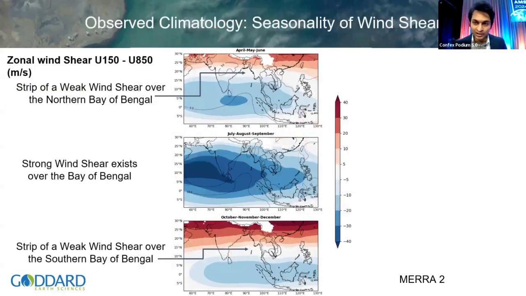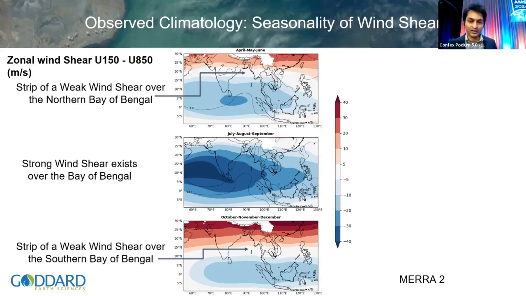If you look at the seasonality of the wind shear, which is calculated based on U150 minus U850, a lot of papers actually calculate it based on 200 hectopascal instead of 150, but I think it is very important to take 150, as the peak of the tropical easterly jet is actually at 150, not 200 hectopascal, over the Bay of Bengal. The top figure shows April, May, June, and U150 minus U850 shows positive values over land, which is strong wind shear related to the subtropical jet.